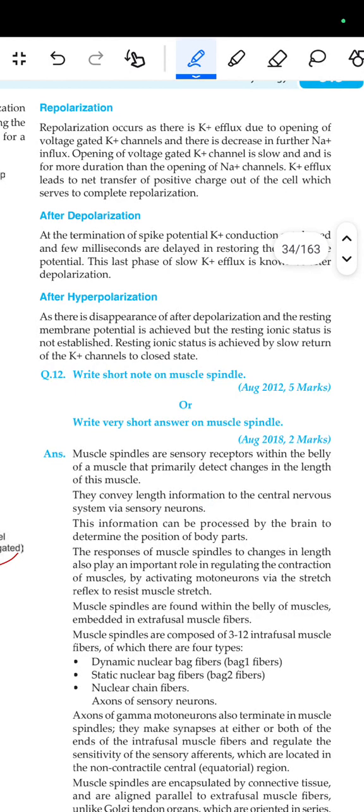तो repolarization occurs as there is a K+ efflux due to the opening of the voltage gated K+ channel and there is decrease in the further Na+ influx. Opening of the voltage gated K+ channel is slow and is for more duration than the opening of the sodium channel. The K+ efflux leads to the net transfer of the positive charge out of the cell, which serves to complete the repolarization.